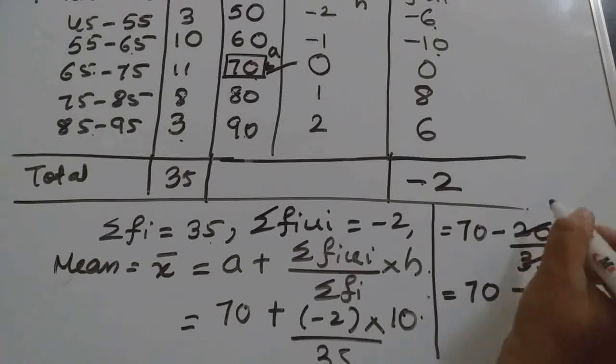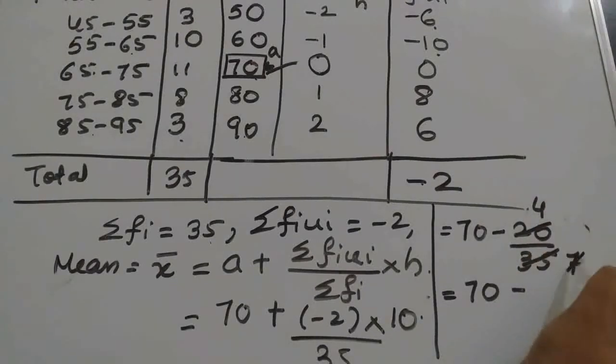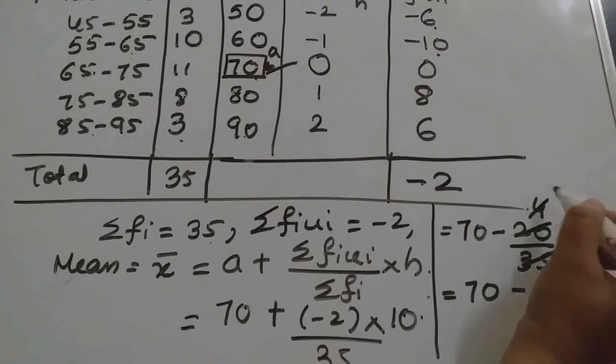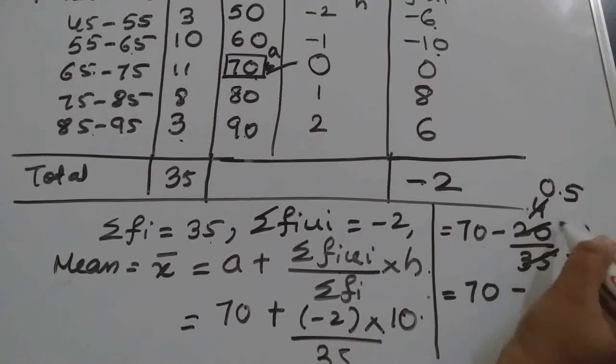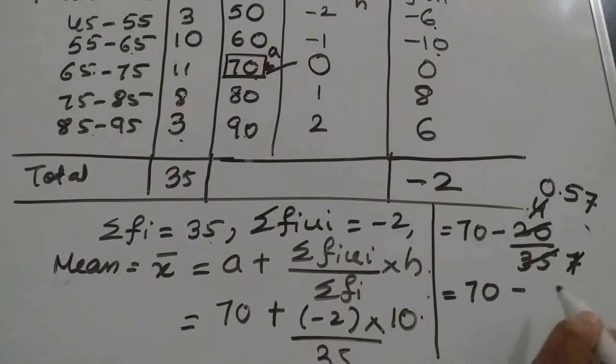Suppose we'll cancel this by 7. So 5 7s are 35, 5 4s are 20, then 4 won't go with 7. So what we will do? We'll add 0 and a decimal. Then 7 5s are 35, 5 will remain here. So 7 7s are 49 we can write here. So 70 minus 0.57.